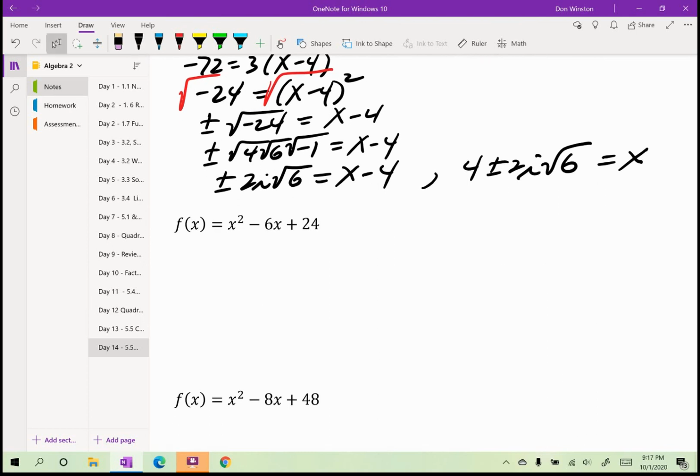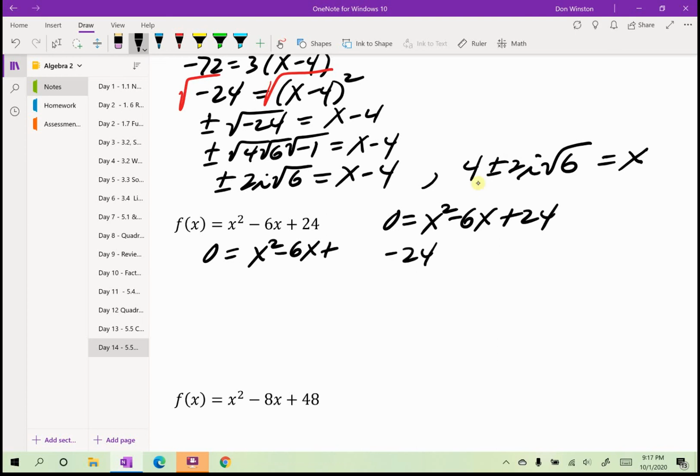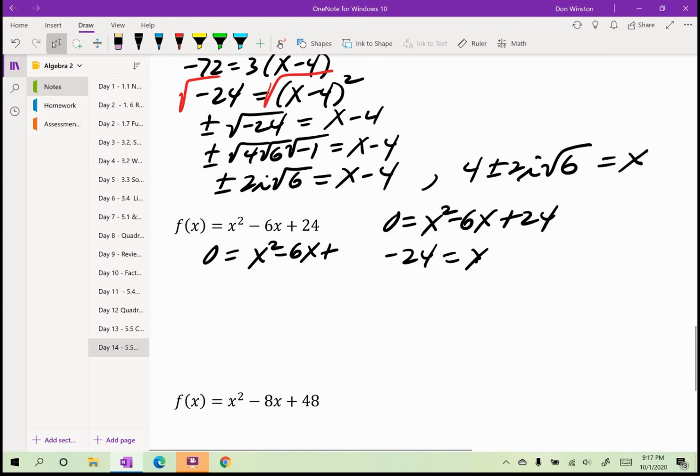All right, the next one, again, we'll set this equal to 0. So I'll have 0 equals x squared minus 6x plus 24. Let me write this over here. I'm running out of room. Okay, when I go down, subtract 24, so negative 24 equals x squared minus 6x. Okay, but we don't have square roots, right?